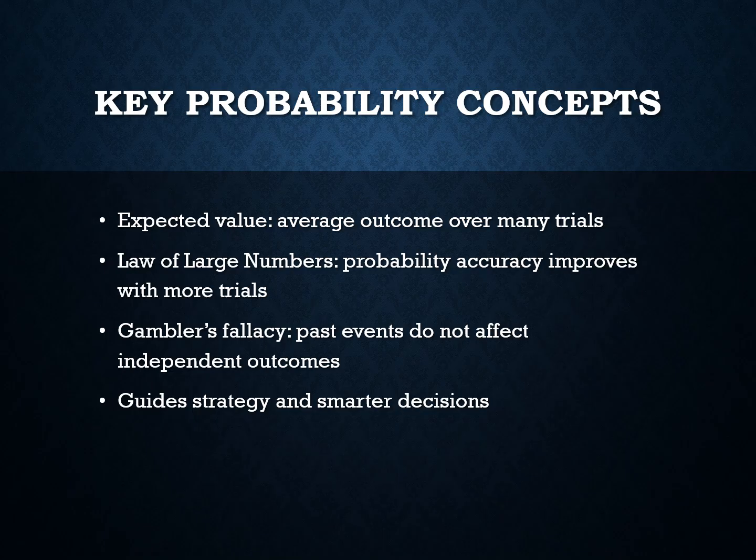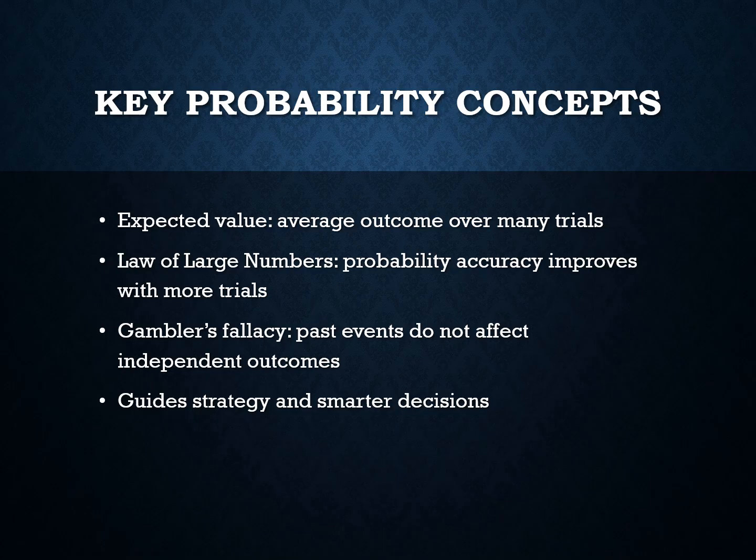The law of large numbers tells us that as the number of trials increases, the actual outcomes will get closer to the theoretical probabilities, which is why short-term results can be misleading. The gambler's fallacy is a common misconception where players believe past events affect independent events. For example, thinking a die is due to roll a 6 after not rolling one for a while. These concepts are essential for understanding strategy and making smarter decisions in games of chance.